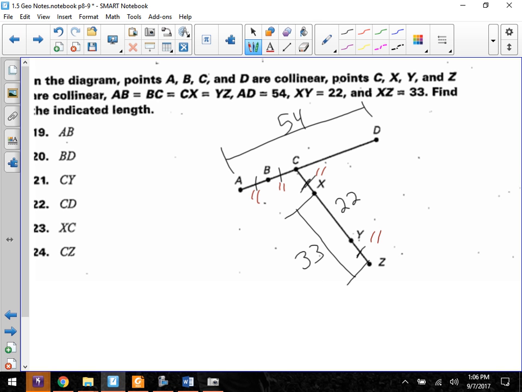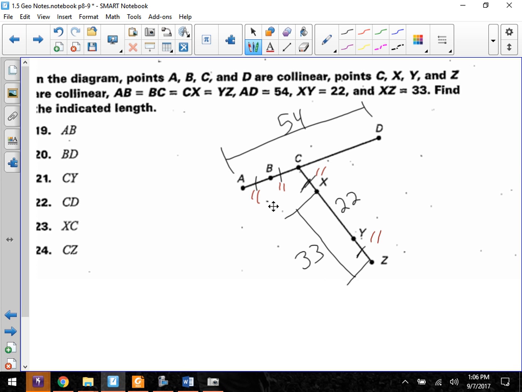Ooh. Now go back here. What's 11 plus 11? Okay, 22 plus what is 54? 30. Now, in the diagram, have you now filled in the blanks for everything? Yes. Then answer your questions.